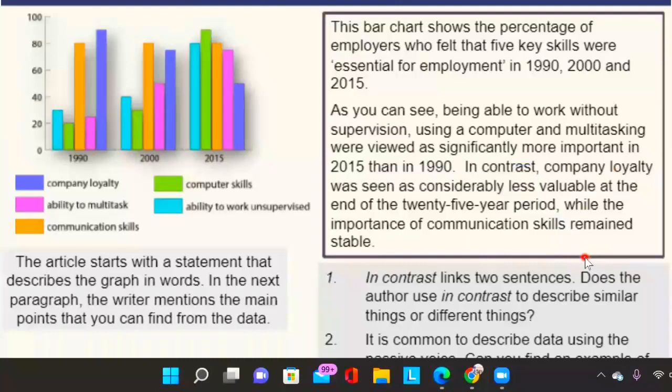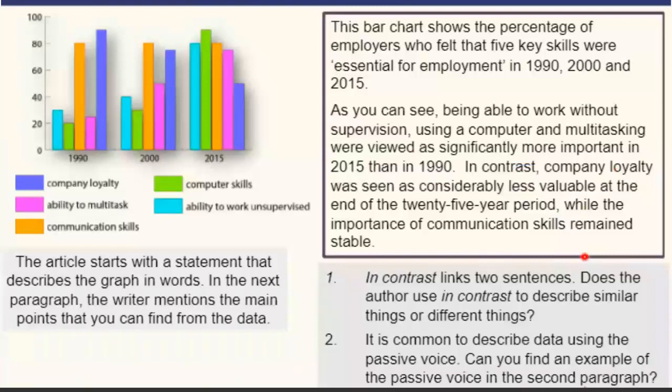Different things, right? So when we say contrast, we define and describe different things. The second one is, it is common to describe data using the passive voice. With the passive voice, you emphasize the object, so you do not emphasize the doer of that verb. Okay.